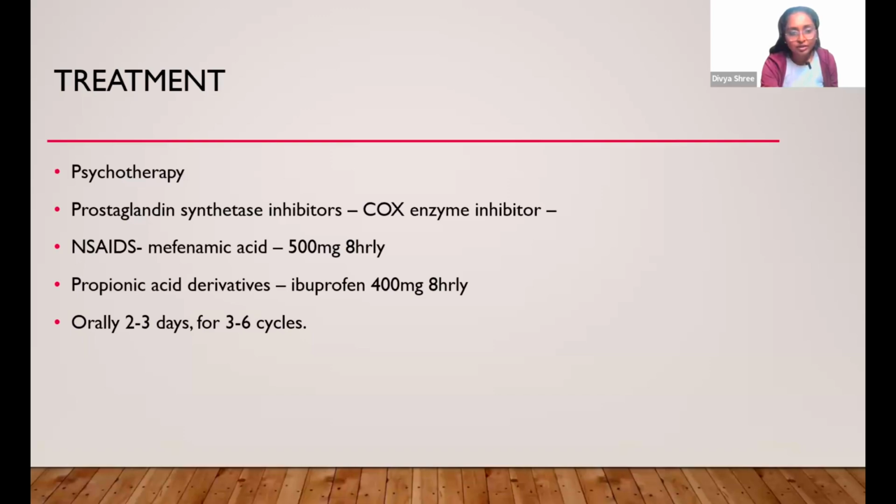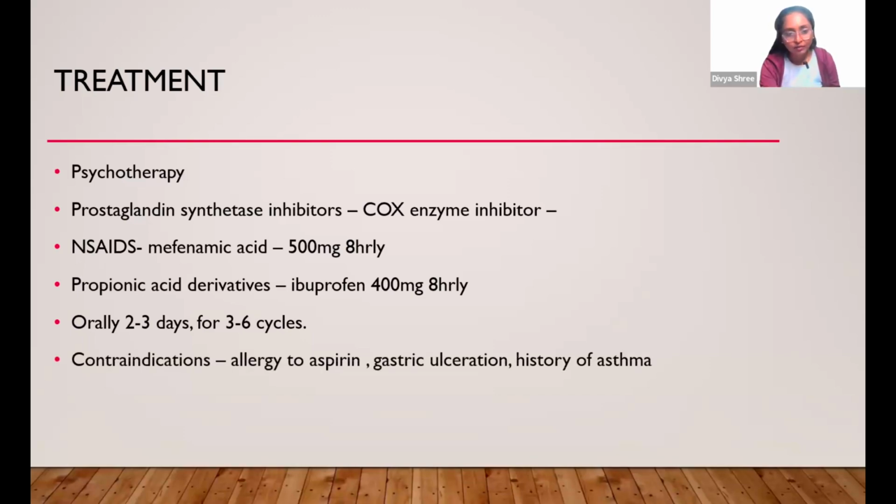So this can be tried for 3 to 6 cycles. And if it is not working out, then you have to shift to some other drugs like OC pills. Contraindications you must know are allergy to aspirin, gastric ulceration, and a history of asthma.